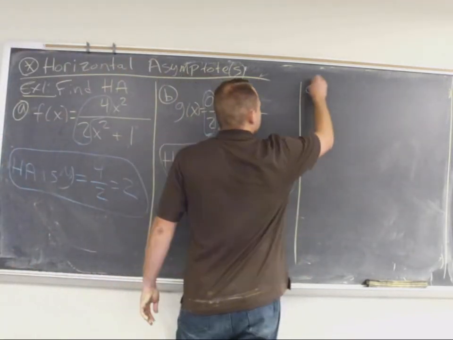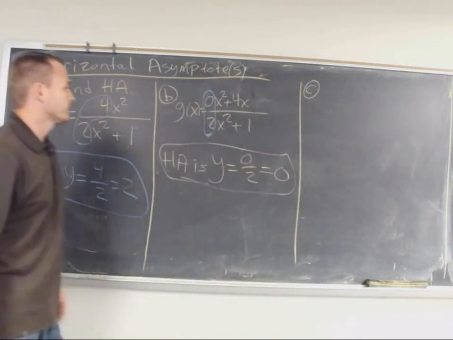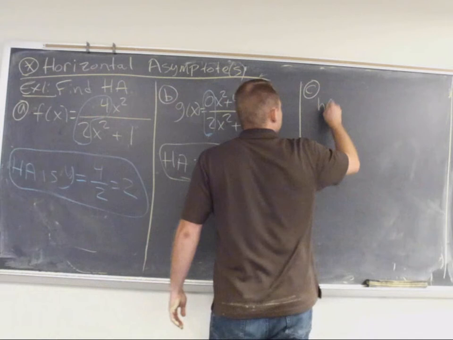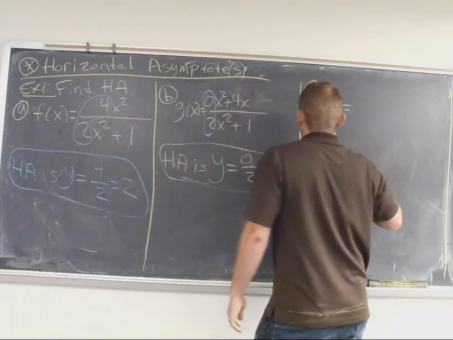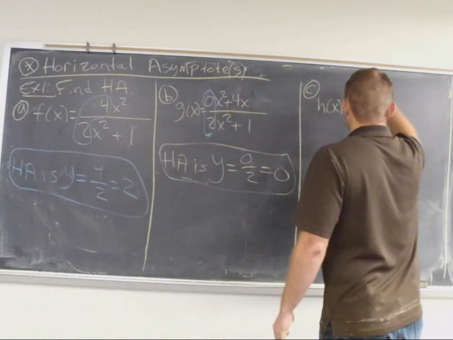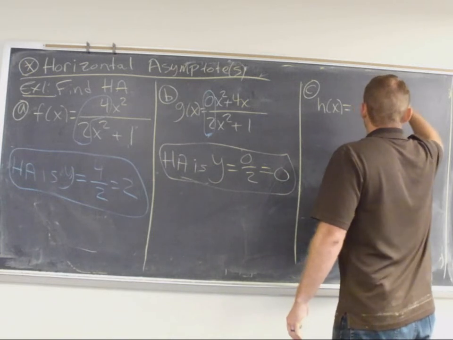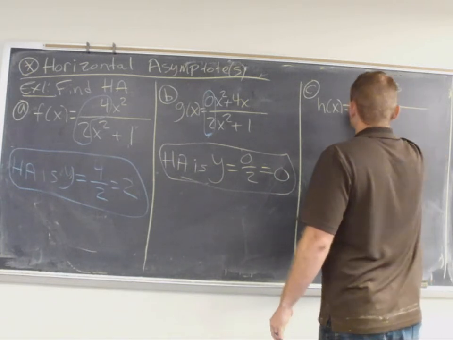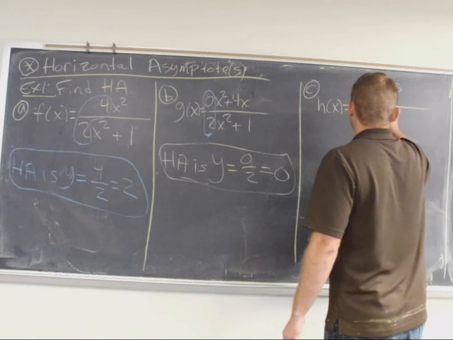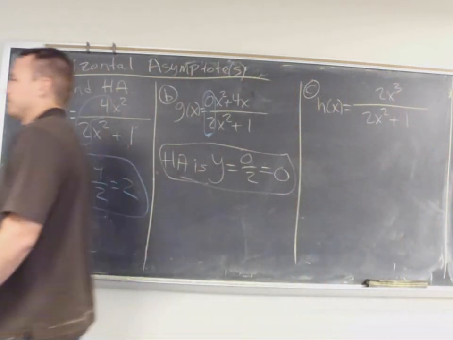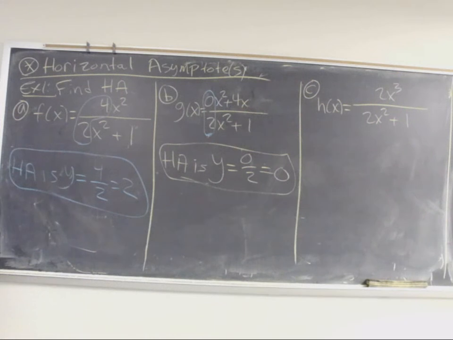Part C. And the last option here. h of x is equal to, let's call it, 2x cubed divided by 2x squared plus 1. So the denominator is staying the same through all these examples. All I'm doing is manipulating the top degree.